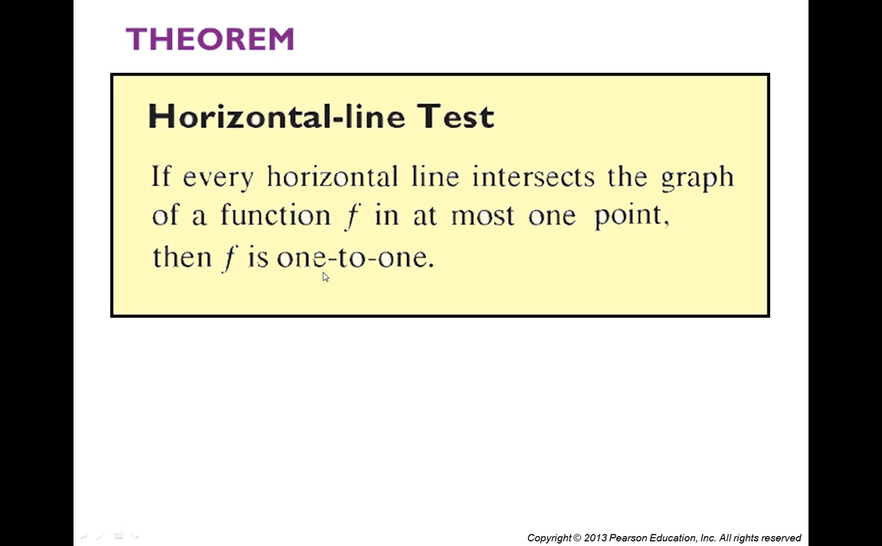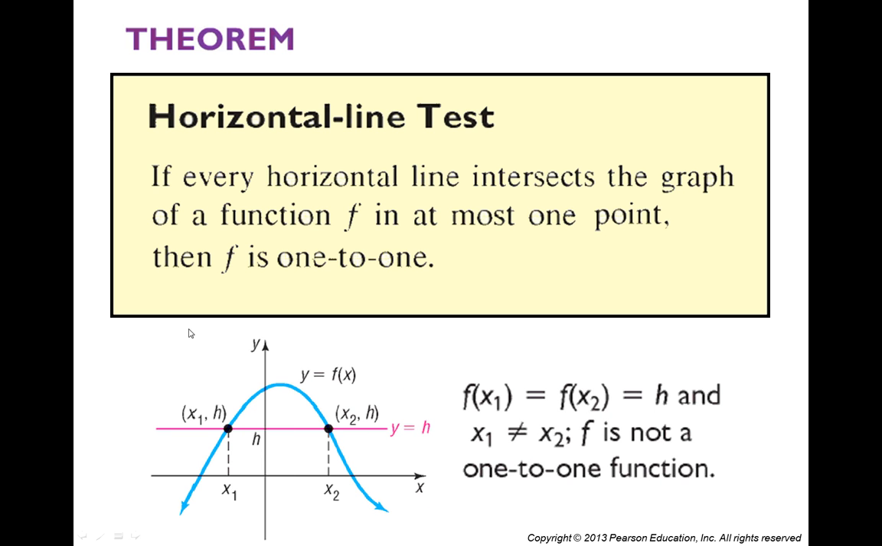Horizontal line test: if every horizontal line intersects the graph of a function at most one point, then the function is one-to-one. For functions, we did the vertical line test. For one-to-one, we're going to do a horizontal line test. Like so, we throw down our horizontal line and we move it up and down, and we see that this touches more than once. So this is not one-to-one.